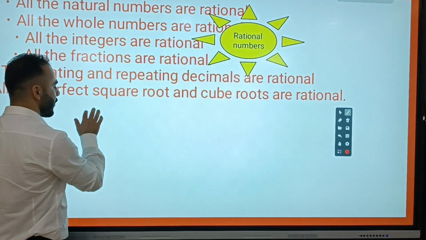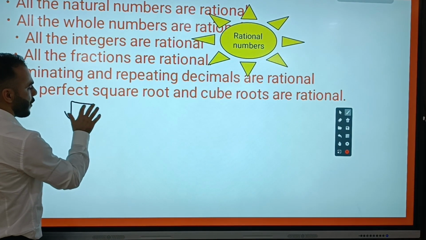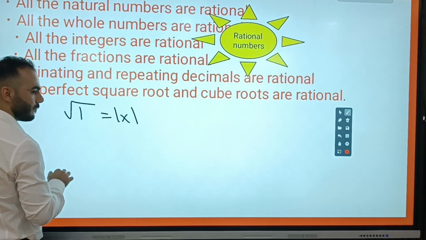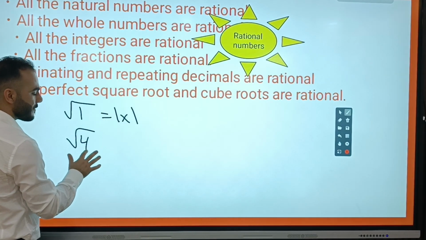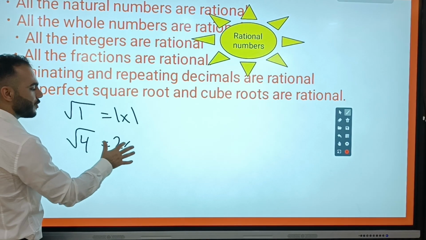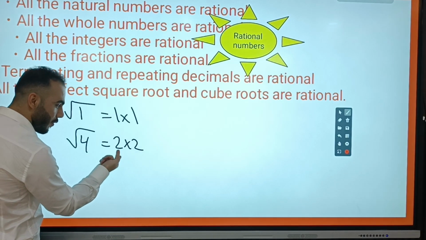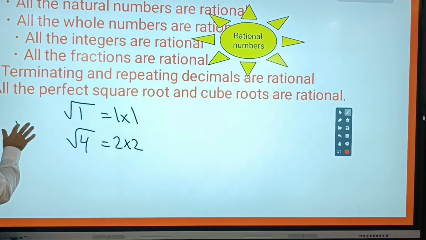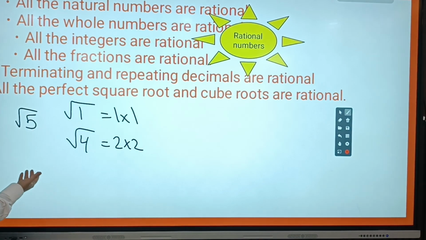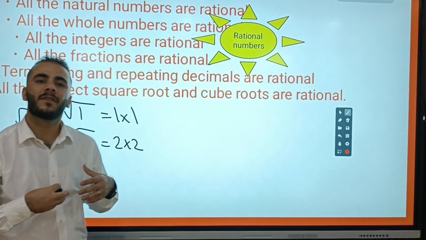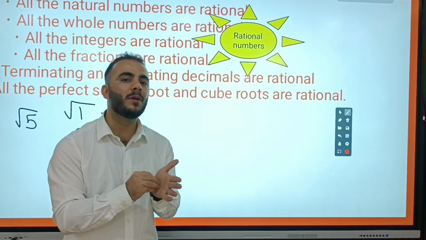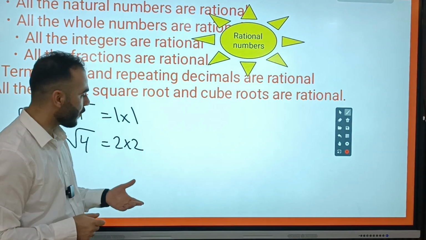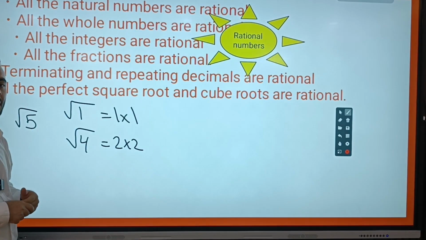For example, we are saying that the square root of 1 is perfect. Why? Because it came from 1 times 1. Square root of 4 is perfect. Why? Because it came from 2 times 2. A multiplication of a number by itself. Okay? For instance, square root of 5 cannot be perfect. Why? Because we cannot find a number that if we multiply it by itself, gives us 5. Therefore, square root of 5 cannot be perfect.